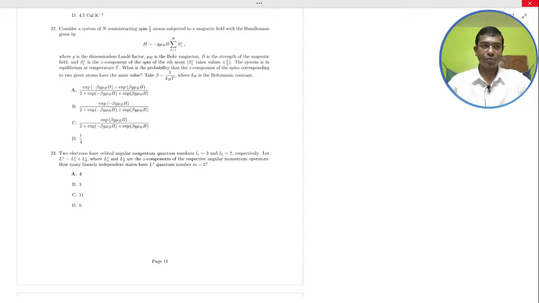Next question, number 22. Consider a system of n non-interacting spin-half atoms subjected to a magnetic field with the Hamiltonian given by H is equal to minus g mu B B summation i from 1 to n S_iz, where g is the dimensionless Landé factor, mu B is the Bohr magneton, B is magnetic field strength, and S_iz is the z component of spin of the ith atom. The system is in equilibrium at temperature T. What is the probability that the z component of the spin corresponding to two given atoms have the same value? Question number 22.